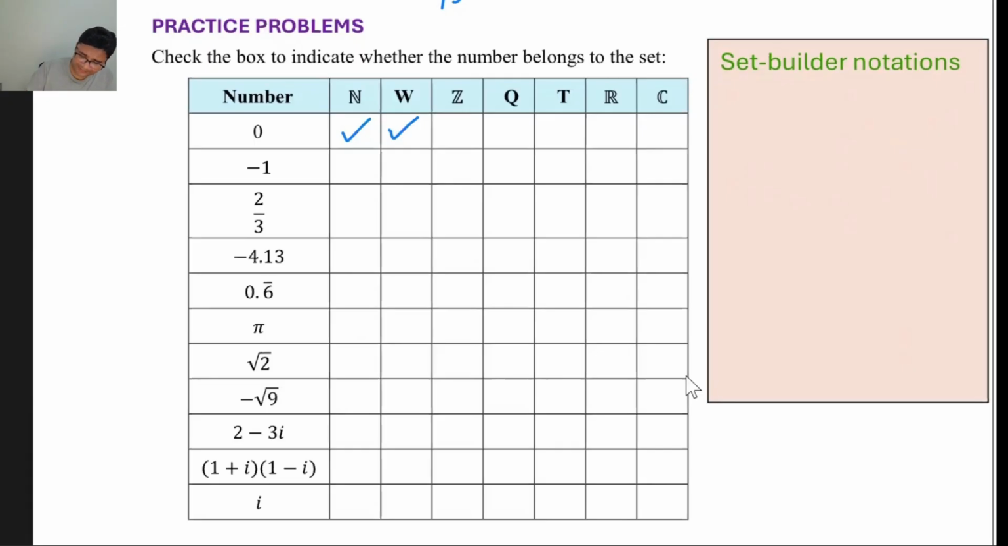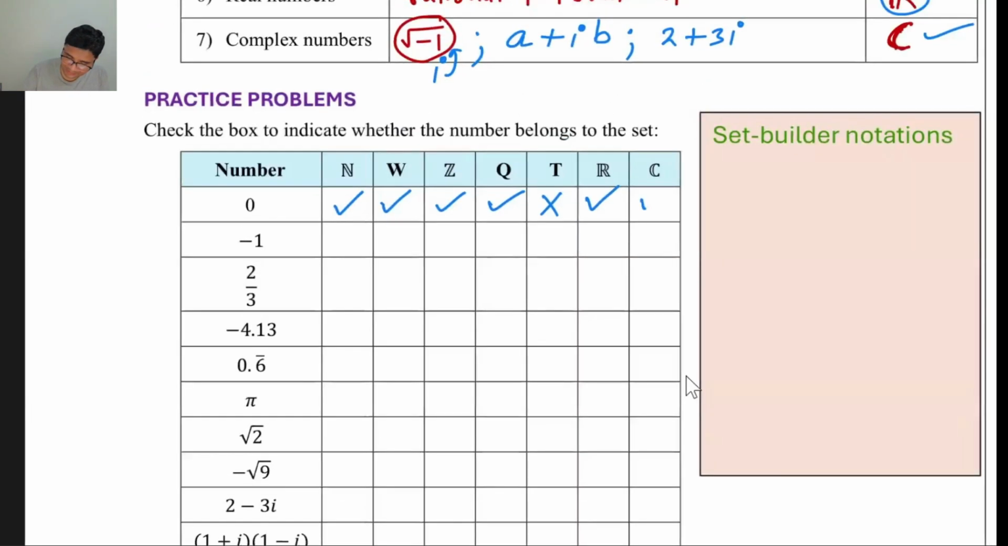Is it an integer? Yes. See, so all integers are rational numbers, but rational numbers are not irrational numbers. But rational numbers are real numbers. And here's the thing about complex numbers. Every number is a complex number.